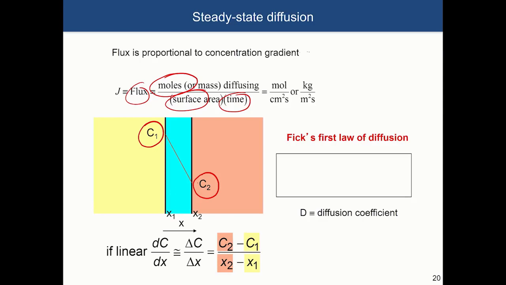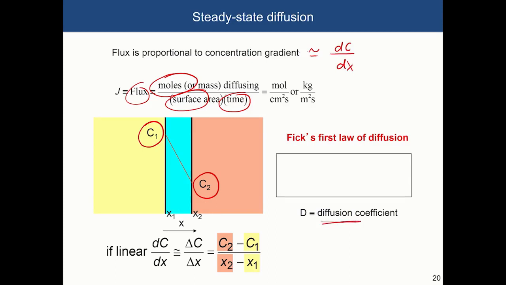But if the difference in the concentration is very high, if you have many more atoms on the left-hand side than on the right-hand side, then the expected flux would be significantly higher. So what that means is that the flux is proportional to the concentration gradient. So I can write this that the flux is proportional to dC/dx. And the coefficient of proportionality is defined by the diffusion coefficient.